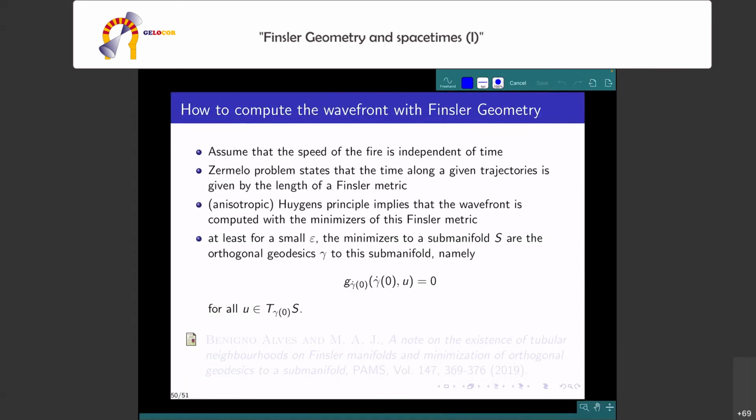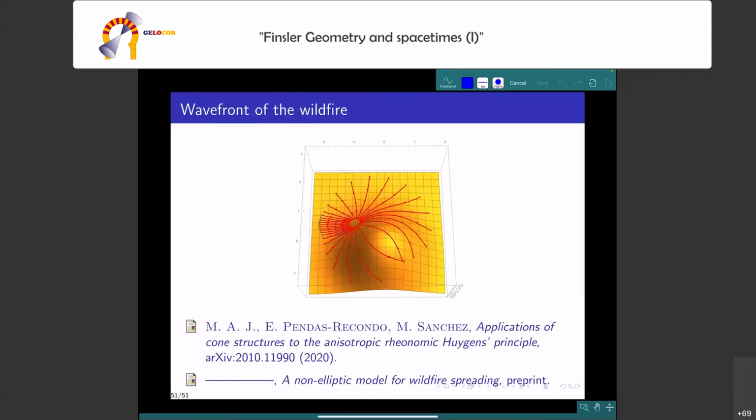You apply Huygens principle, and then given a wavefront, you obtain that the minimizers to a submanifold are geodesics orthogonal to this submanifold. So if you want to compute the wavefront, you basically have to compute the orthogonal geodesics to the wavefront. Here there is a picture. This picture is in the second paper, in collaboration with a PhD student, Enrique Pendás-Recondo, and Miguel Sánchez. Here we have the wavefront, and then we compute the orthogonal geodesics to this wavefront. So we can compute the wavefront at a certain time, and this is very nice because it is very fast to compute.